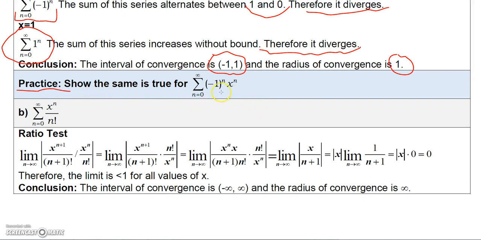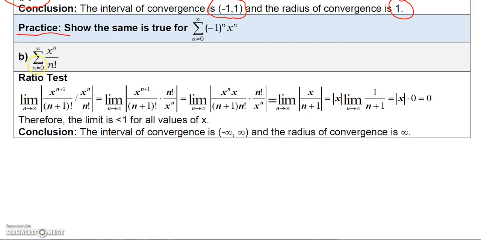Just remember, when you take the absolute value, when you have this (-1)^n, the (-1)^n disappears because the absolute value of -1 is 1. Okay, so let's do the next one here. Here I have the series x^n over n factorial.